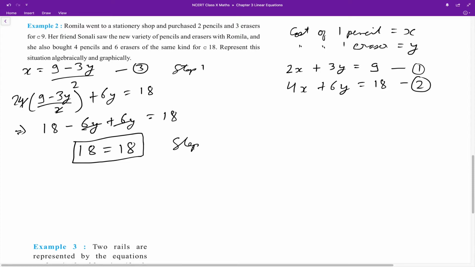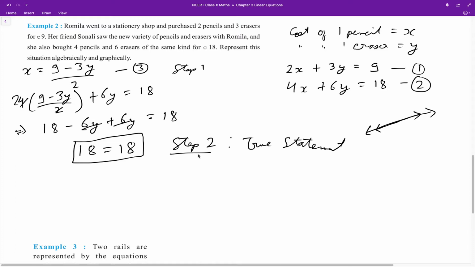So at the end of step 2, we get a true statement. So what do we do now? Our y is gone. So we just get a true statement. What does this mean? This means that there is not just one value of x and y which will satisfy this equation. What we had seen earlier is these two lines are coincident lines, and there are infinitely many solutions. In fact, if you just multiply this equation by 2, you get the other equation.